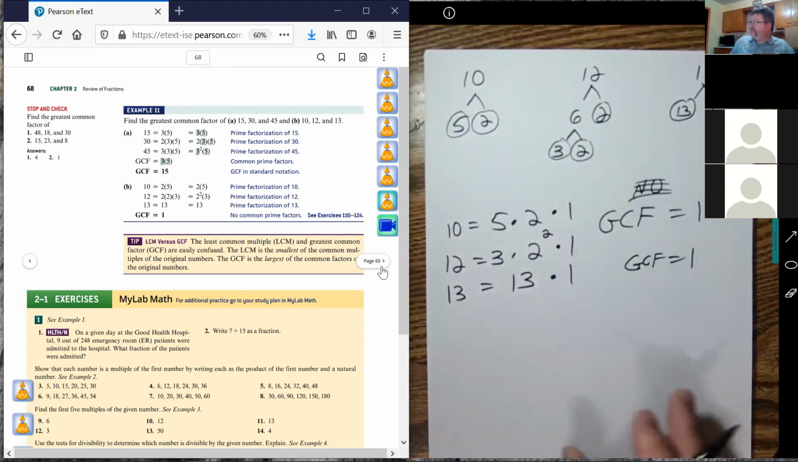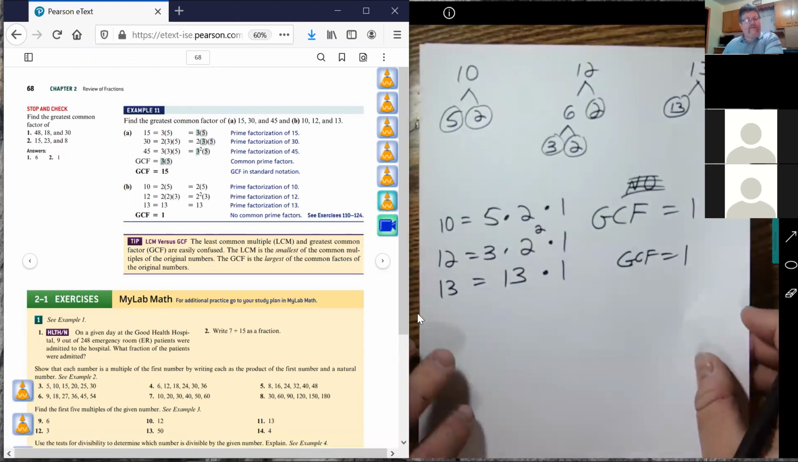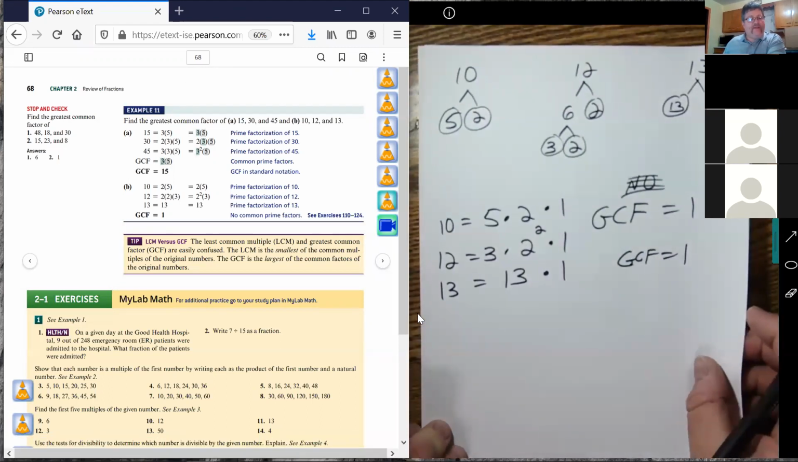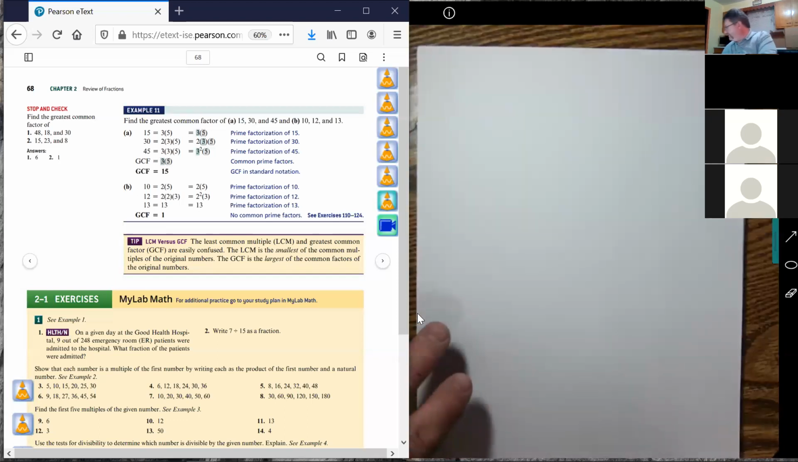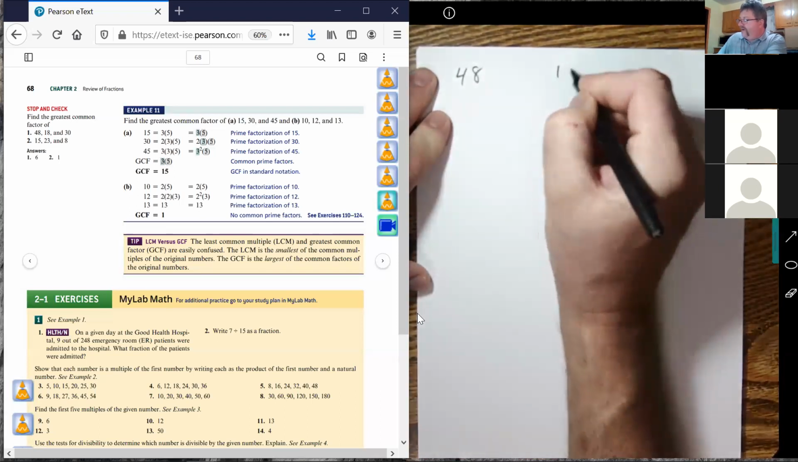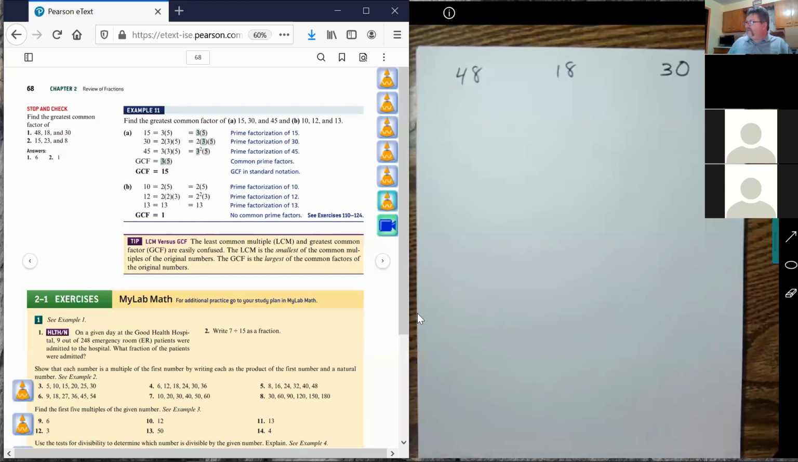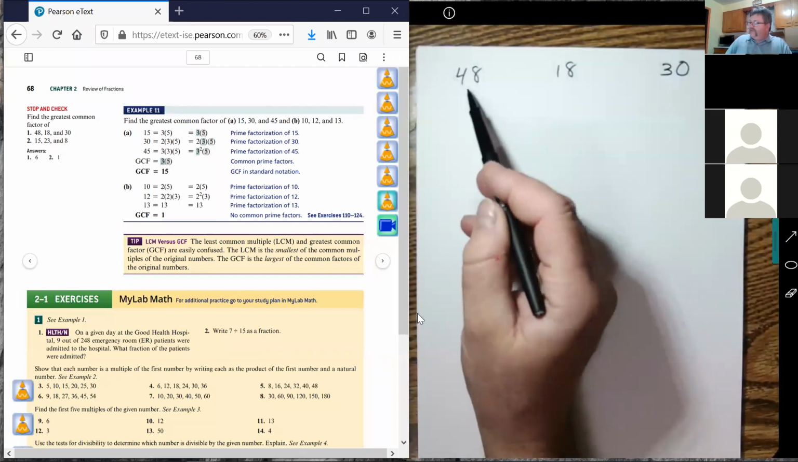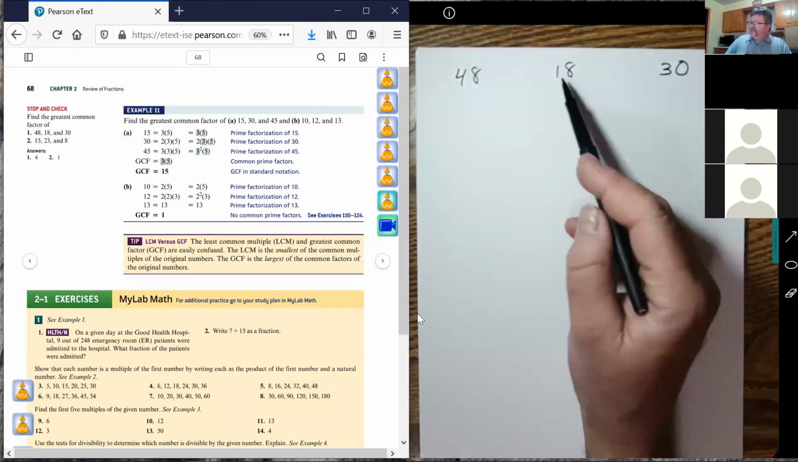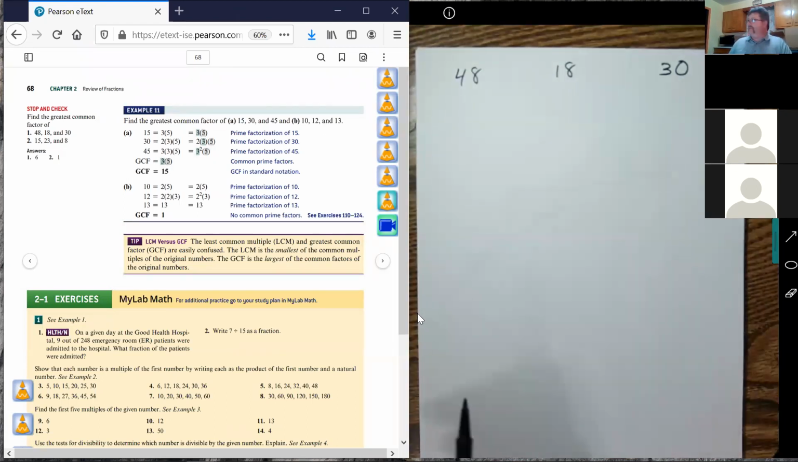All right, let's try those couple in the margin, and then I think it'll be time for a little break. Let's see, what do we have? 48, 18, and 30. The first one. Looking for the greatest common factor. Okay, think about it. What's hidden inside? Well, I know there's a 6 inside my 48. I know there's a 6 inside my 18. I know there's a 6 inside my 30. Maybe the answer is 6.